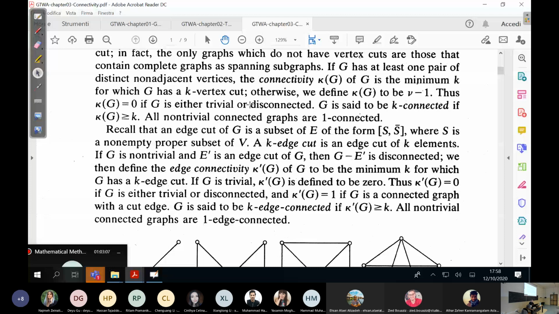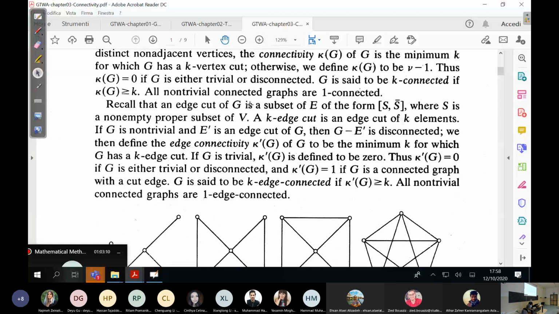Now let's go to edge cuts. Edge cuts were already defined in the previous chapter. I recall how they are. An edge cut is a subset of E, a set of edges in this form. What does this form mean? Two things to say. If I put two sets of vertices in brackets, I mean the set of all edges which have one end in the first and the other end in the second set.